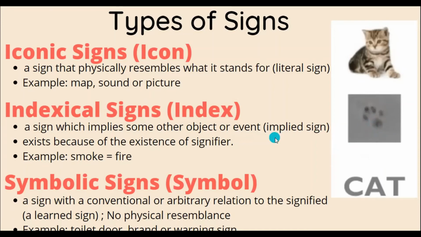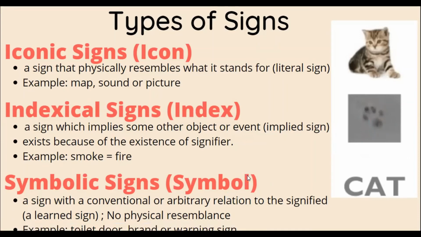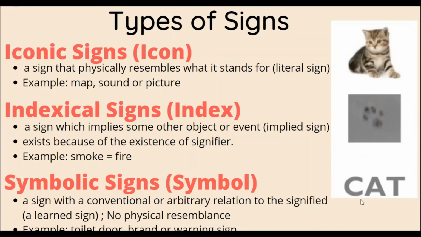And then the third one is the symbol, or symbolic signs. This is a sign with a conventional or arbitrary relation to the signified, a learned sign. There is no physical resemblance. For example, when you see this word, we are taught that it is read as cat.